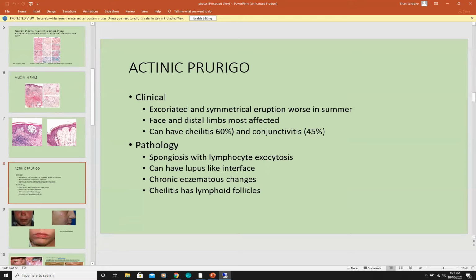The pathology of this is also not completely specific. You can have spongiosis with lymphocyte exocytosis. You can have a lupus-like interface. You can have chronic eczematous change. The interesting thing is cheilitis, you have lymphoid follicle formation. So that is a clue. If you see ulceration and what looks like cheilitis on the lips, and there are lymphoid follicles, something to think of is actinic prurigo.